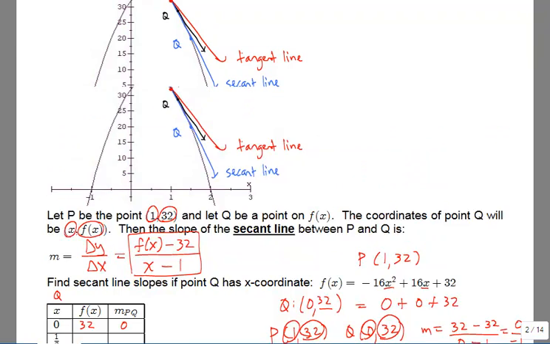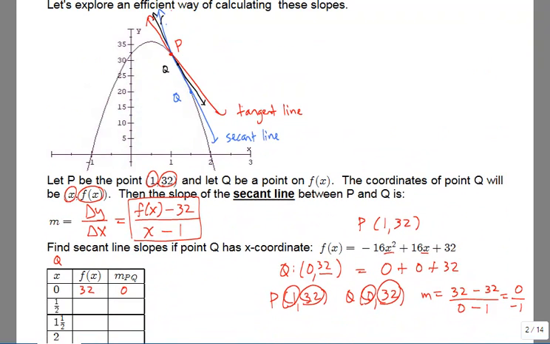So let's sketch that one in up here. And that was when x was 0. So that would be like this point over here, point Q. And if we connect the line between point P and Q, and this is called a secant line, you can see that that's a horizontal line, and horizontal lines have slope 0. So it makes sense that we got 0 for that slope.